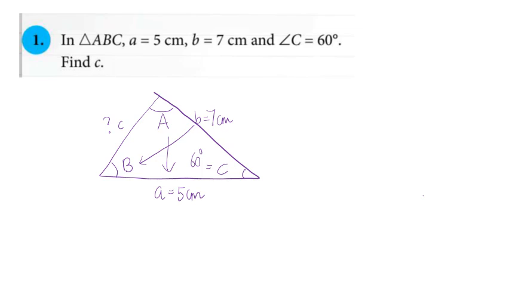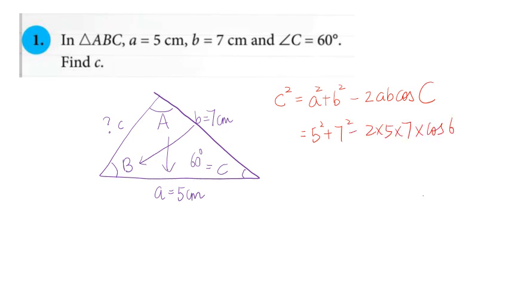All right, so let's write down the formula. To find c, the formula is c squared equals... there are only three sides, right? So the labels are a, b, c. You're done with c already, so it will be equal to a squared plus b squared minus 2ab cosine angle C. Okay, so let's fill in all the information that are given. a is 5, b is 7, angle C is 60 degrees.